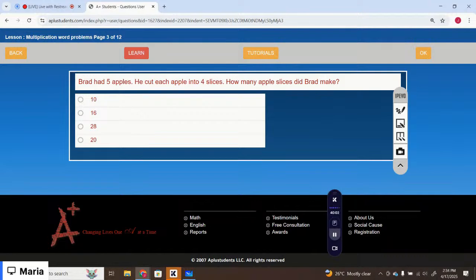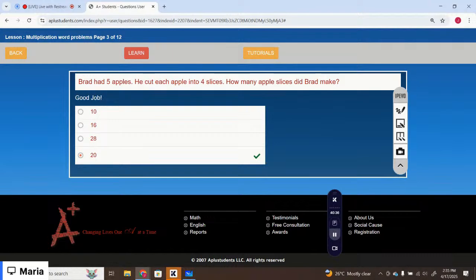Brad had 5 apples. He cut each apple into 4 slices. How many apple slices did Brad make? So which is the correct option? So 5 times 4 equals 20. Option number 4 is the correct option. That is 20.